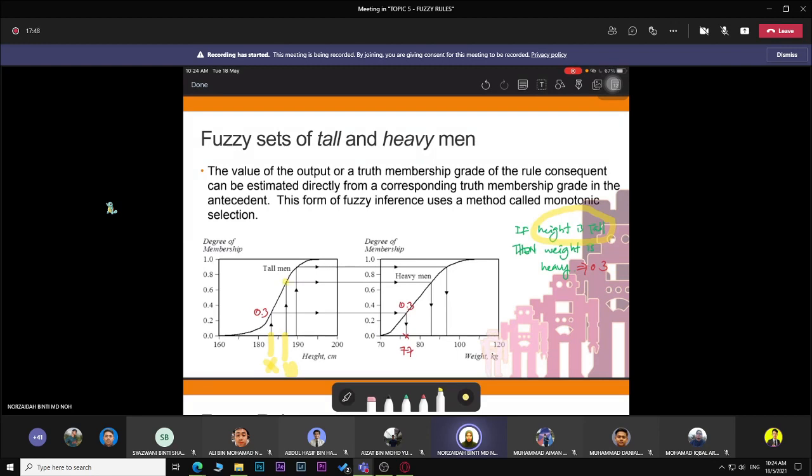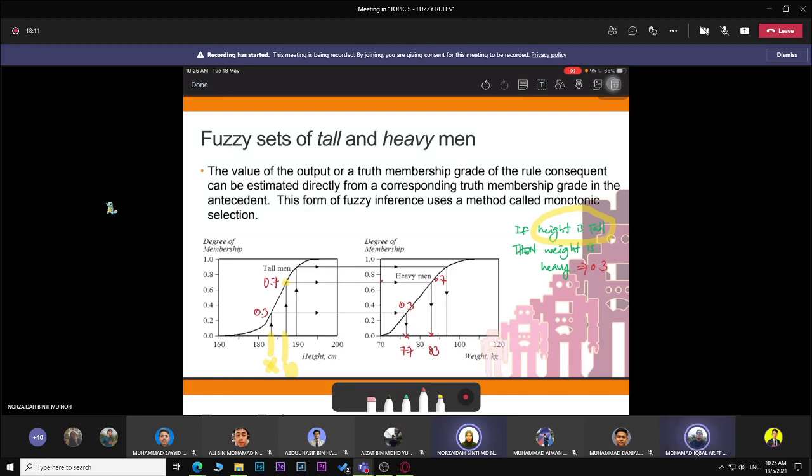So degree of membership dia dekat sini about berapa ni? 0.7. So the same we will apply to the weight. Okay, 0.7 juga kat sini. So dia akan dapat weight dia lebih kurang 83 something. Ni anggaran je lah sebab kita tengok graf tu kan.